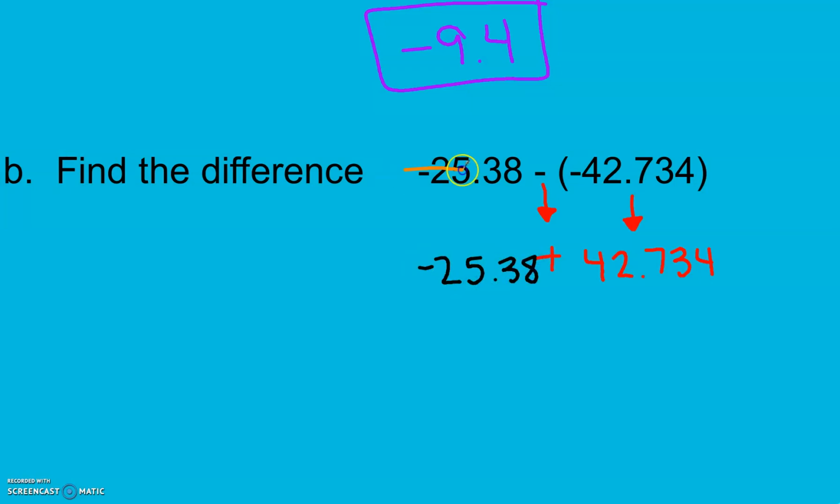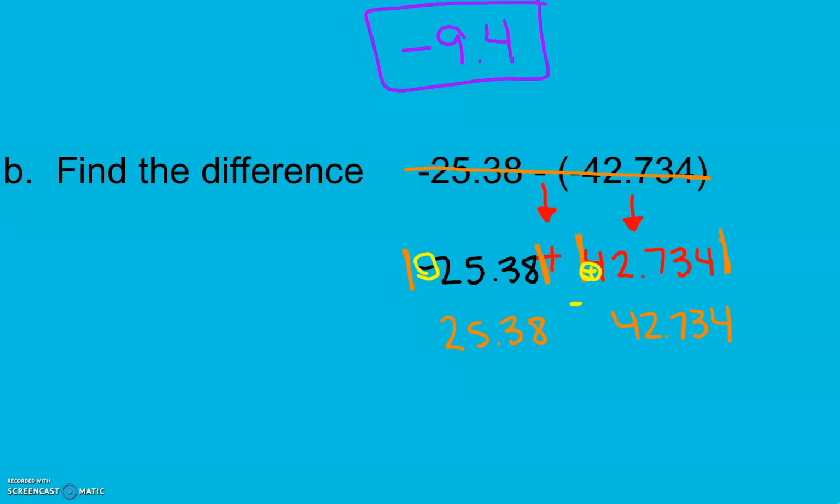Now, we don't care about this anymore. We've done what we needed to do. I'm going to take my absolute value of both numbers. Here I get 25.38, and here I get 42.734. I look back at my signs, negative, and this one is positive. So I have different signs. I subtract and find the difference.